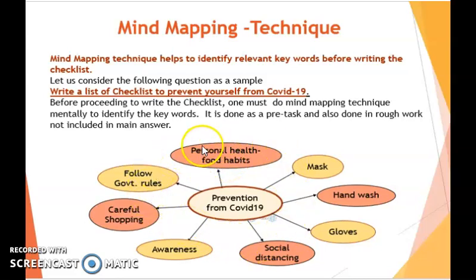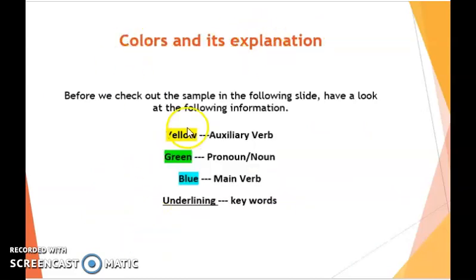So this is how we should make a tree form of the concepts, or this web-like structure. We can have many dimensional types of mind mapping, but the main concept of mind mapping is to have a clear idea about the keywords of what we are going to write in the checklist. Let's see the example next. I've applied a few colors to support my explanation in the next slide of the example sheet. In that, I've used yellow to highlight auxiliary verbs and green to highlight pronouns and nouns. Blue is for main verbs, and I have underlined the keywords that we have used for the mind mapping technique. Let's see the next slide with an example.